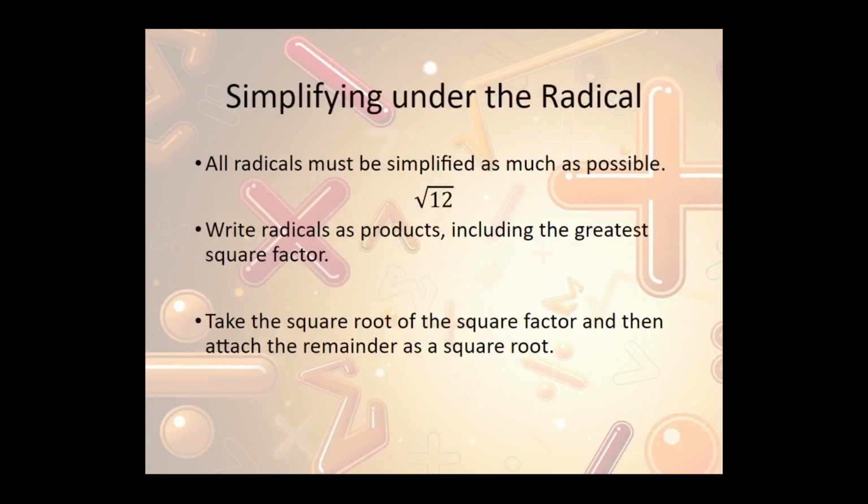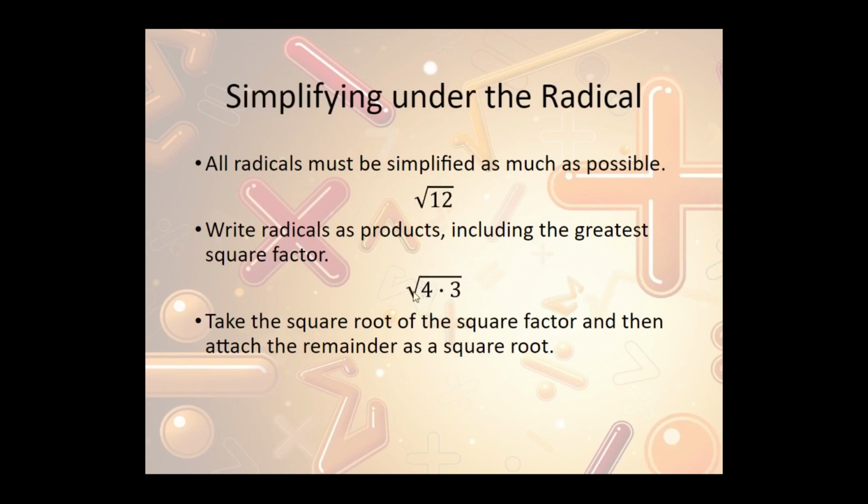Okay, just a reminder, you need to simplify under the radical all the time. So let's say you end up with the square root of 12 under the square root symbol. You always need to simplify it as much as possible. And the way you do that is you're going to try to find the greatest square factor. So for instance, we think about the factors of 12, and we recognize that the factors are 1, 2, 3, 4, 6, and 12. And we want to pick out which ones are perfect squares. Well, we know that 1 and 4 are perfect squares, but we only want the biggest one, so 4 is the biggest perfect square. So that's really 4 times 3.